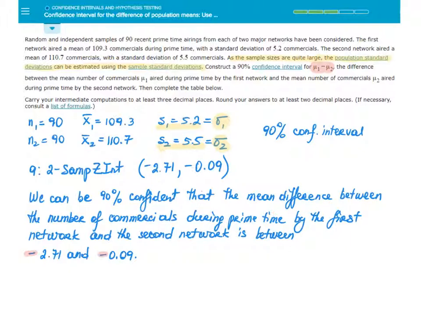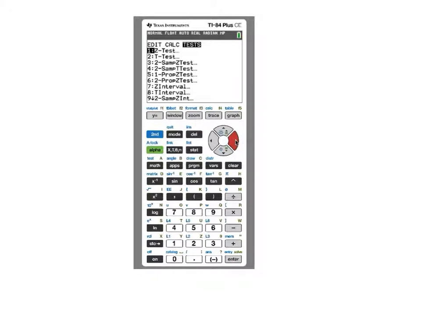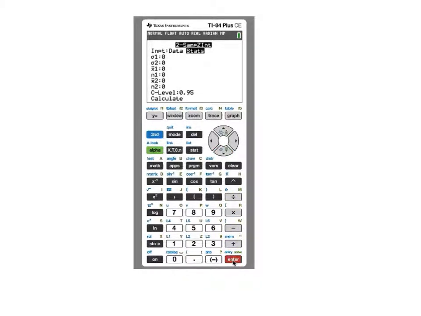Now let's take a look at how exactly we use the 2 sample z interval in action on the TI-84. We go to the Stat and Tests menu, and the option we're interested in is number 9, 2 sample z interval. You can simply press 9 or scroll down to it. We're going to enter the information, and the first 2 things are standard deviations for populations, which we were told are the same as sample standard deviations. So I enter 5.2 and 5.5.